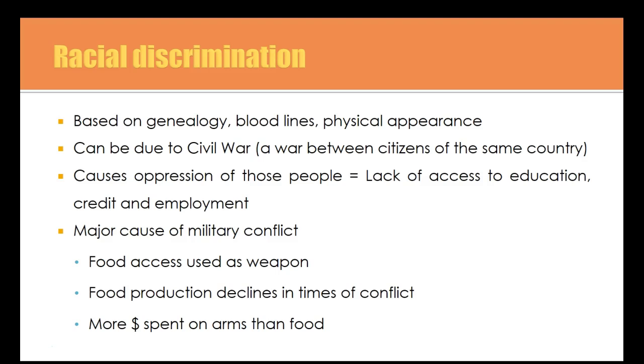Racial discrimination is based on genealogy, bloodlines, or physical appearance and can cause hunger and famine or inequality between people on this earth. It can be due to civil war. It does tend to cause oppression, so lack of education, credit, and employment, which impacts their risk of suffering from either hunger or famine.